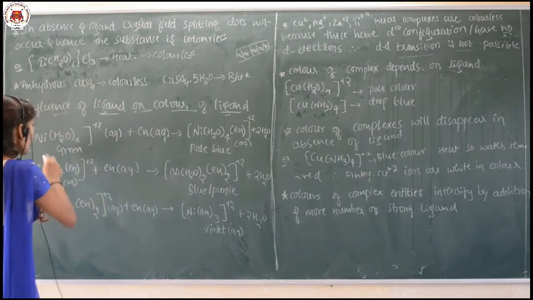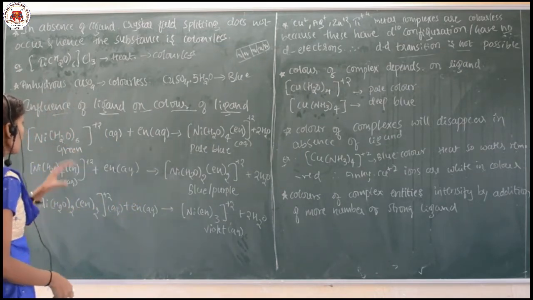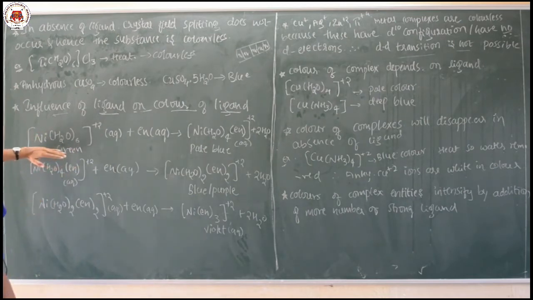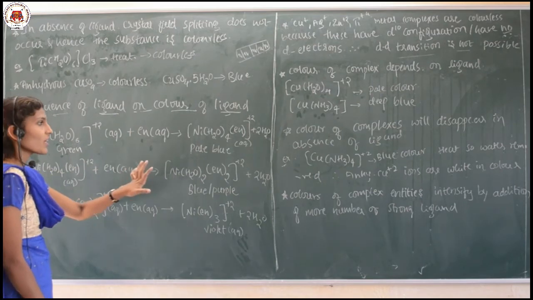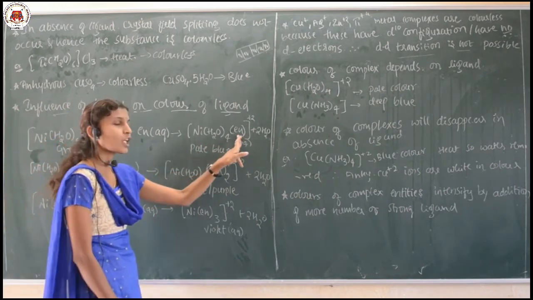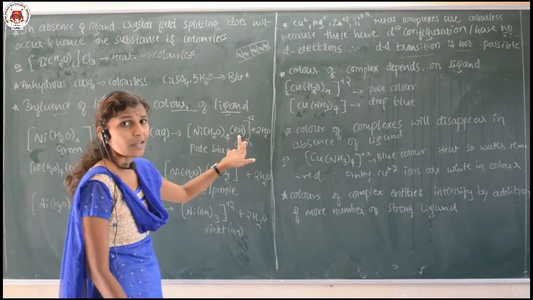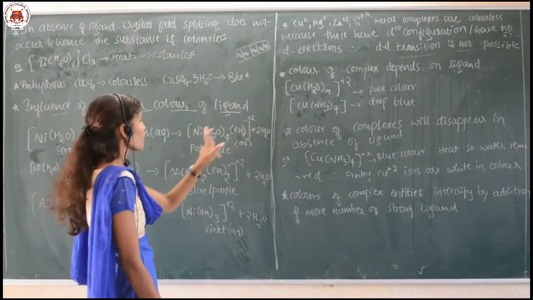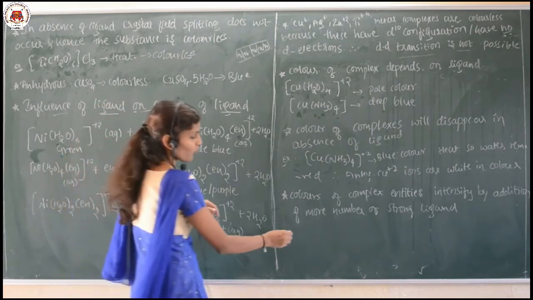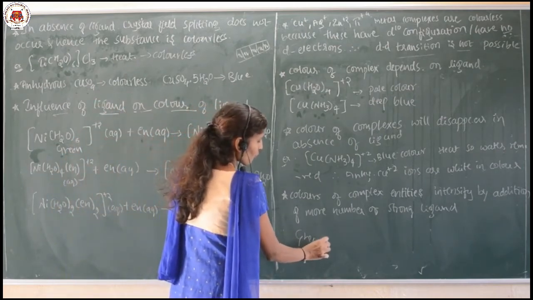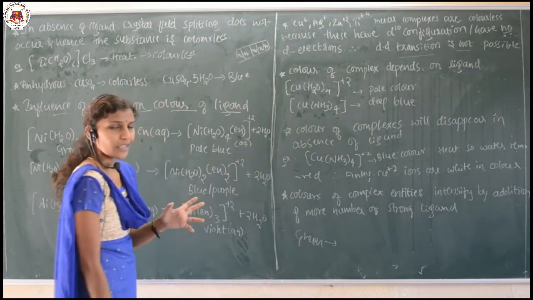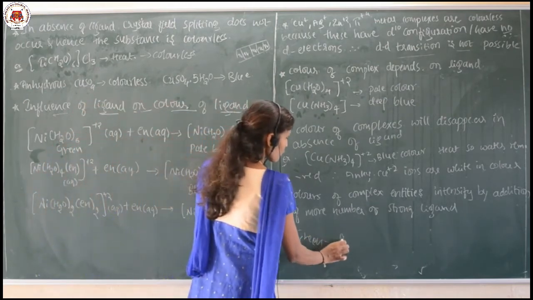See here, a nickel complex is there. Previously, this nickel complex with the water ligand, where aqua is the ligand, is green in color. It is treated with ethane-1,2-diamine. There is a formation of this complex which includes the ligand ethylene diamine, or ethane-1,2-diamine. This is pale blue in color. First it was green. So we are adding the ligand ethylene diamine, and its color changes to pale blue.